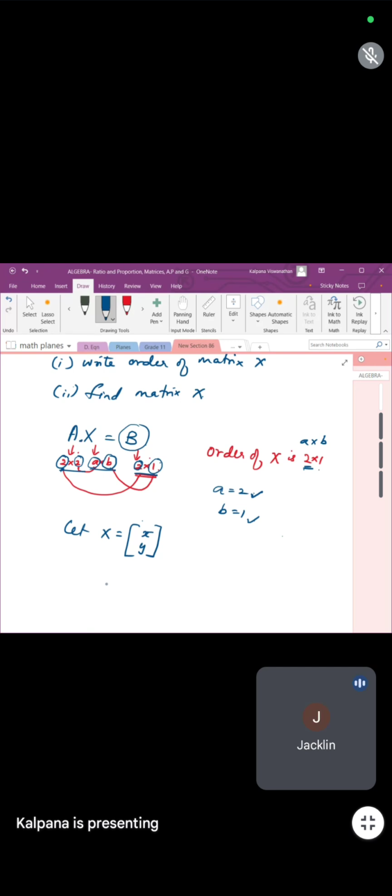Miss, you wrote let capital X is equal to small x and y. Can we write like that? We can write, because the capital letter denotes the matrix and the small letter denotes the elements. My teacher gave me 0 because she told me I can't use the same alphabet.